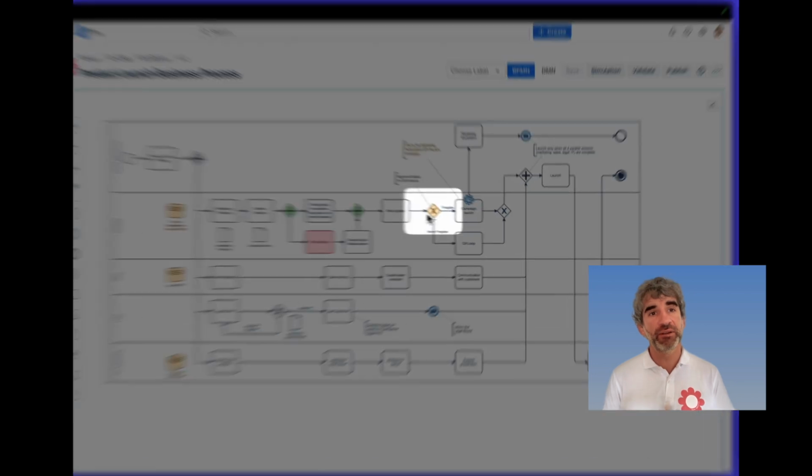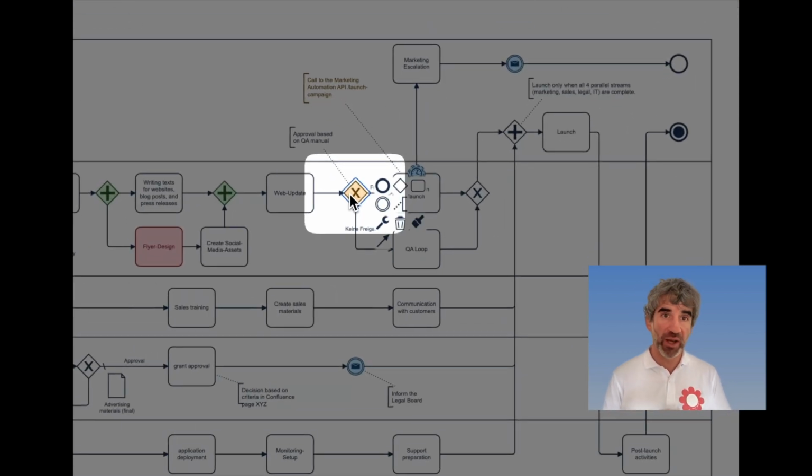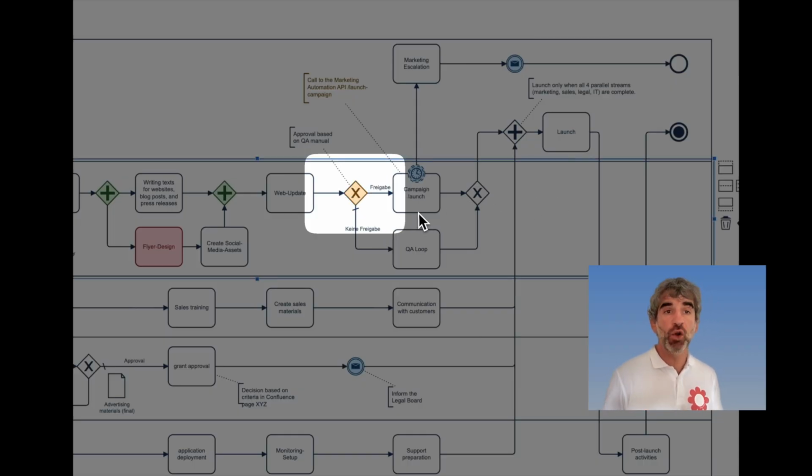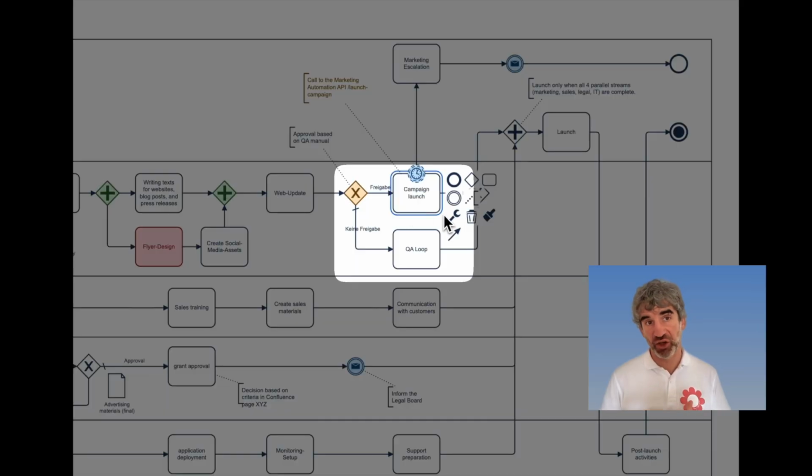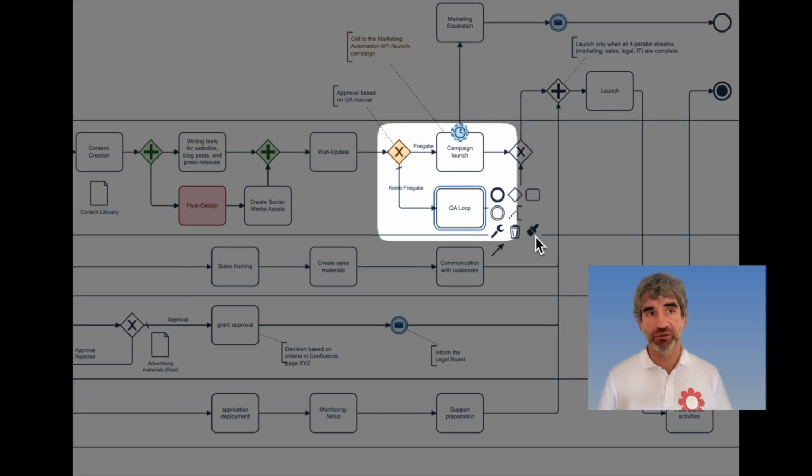Another type is the exclusive gateway or XOR decision. Here the process must choose one path. Do we move into the campaign launch or do we need another QA loop? In practice, this decision is made based on Jira fields.